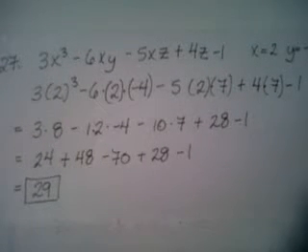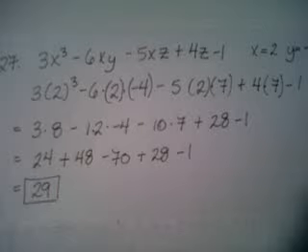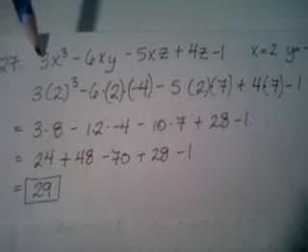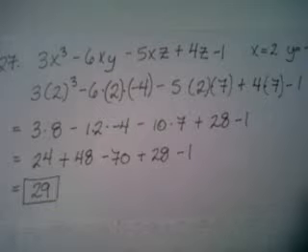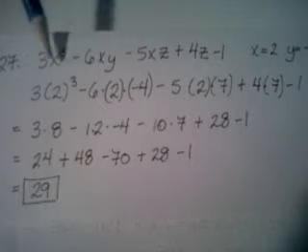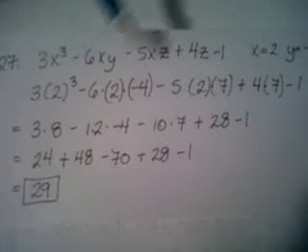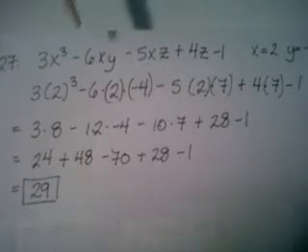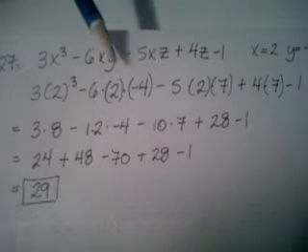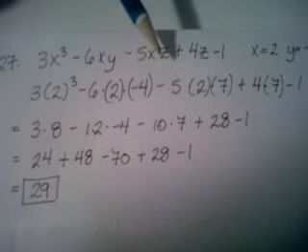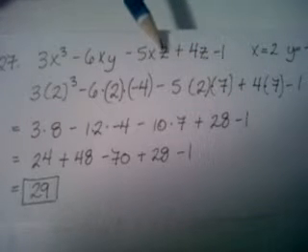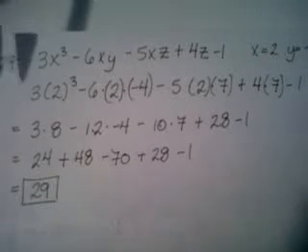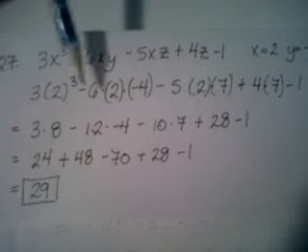Now we'll take a look at number 27, and this is an evaluate problem where you substitute values in for the x, y, and z. So you started with 3x cubed minus 6xy minus 5xz plus 4z minus 1, and it said let x equal 2. So everywhere there is an x, I'm going to substitute in a 2. And then it said let y equal negative 4. So everywhere there is a y, I'm going to rewrite that and put in a negative 4. And then it said let z equal 7, so everywhere there was a z, I'm going to substitute in a 7. Now all we need to do is use our rules from PEMDAS to solve this.